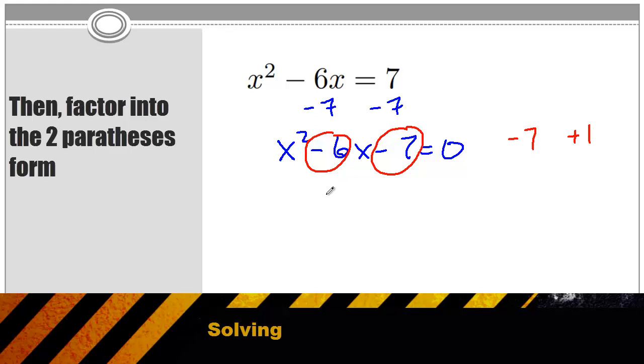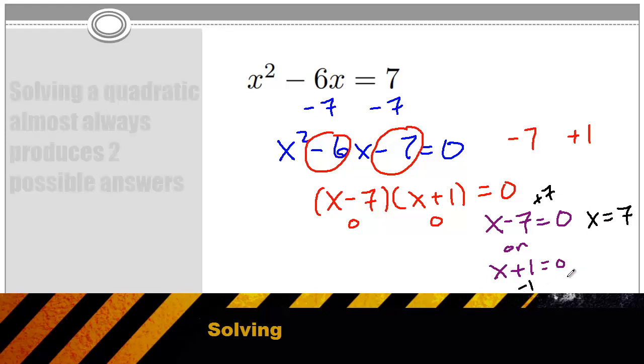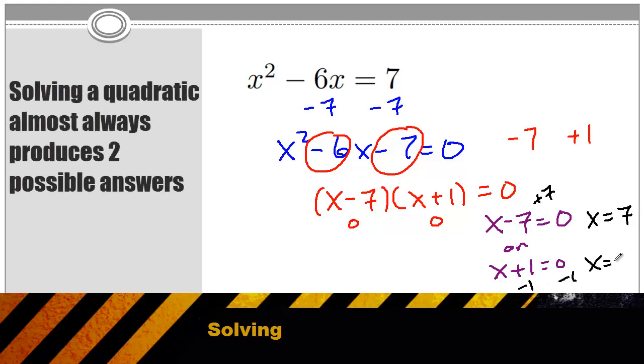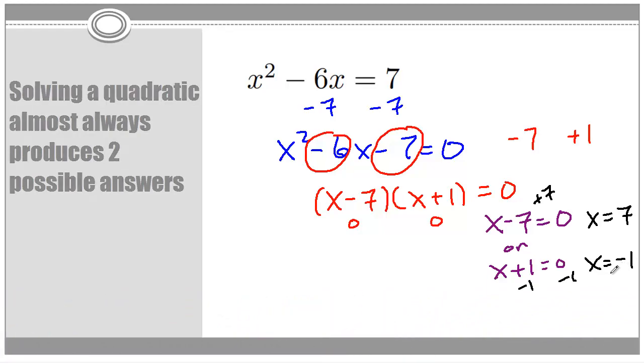So my factored quadratic will be x minus 7 times x plus 1. And when I multiply those, that will equal 0. Which means either the x minus 7 is 0 or x plus 1 is 0. So I can write the equations, x minus 7 is equal to 0, or x plus 1 is equal to 0. I can add 7 to both sides, and I get x is equal to 7. Or I could subtract 1 from both sides, and I get x is equal to negative 1. Whenever you factor and solve a quadratic, you will get two answers.